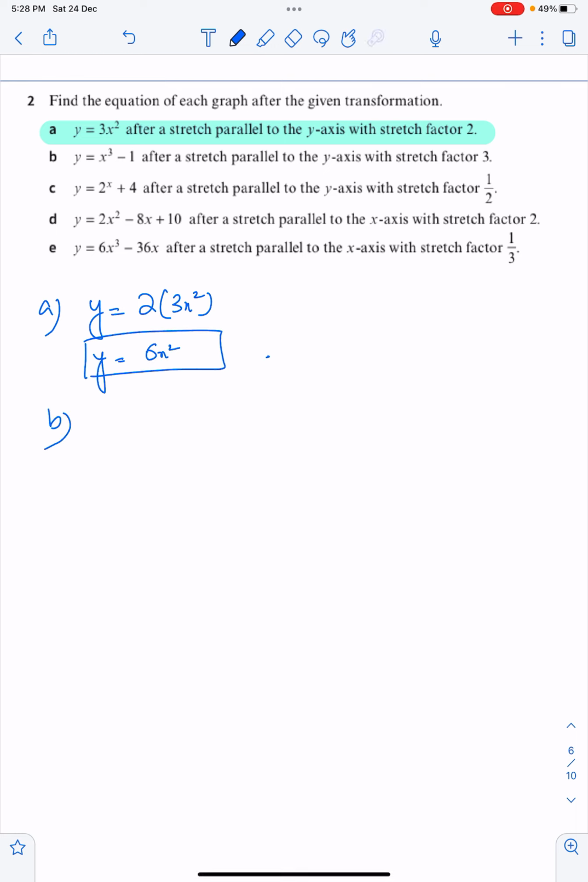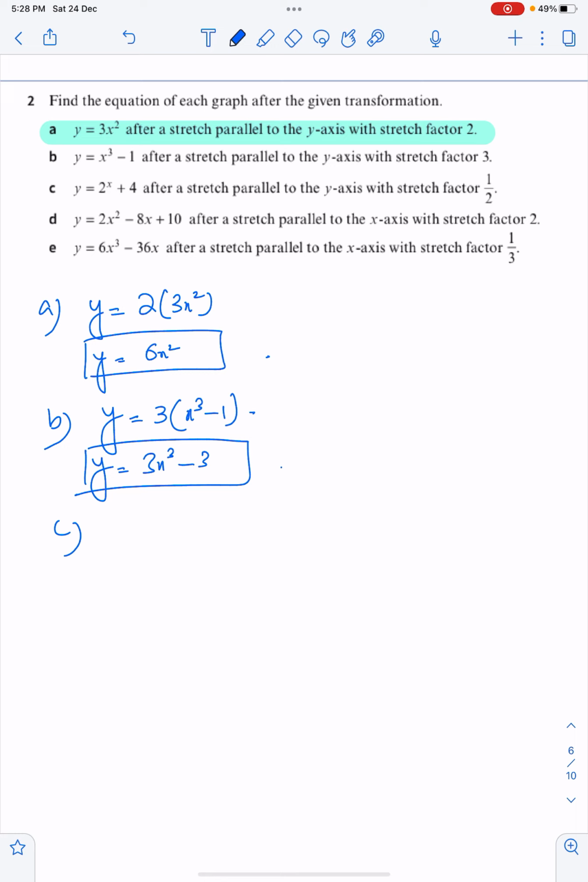The B part, it says y equals x cube minus 1 after a stretch parallel to the y-axis with stretch factor 3. Parallel to the y-axis meaning the vertical stretch, and stretch factor is 3. Simply you have to multiply the equation by 3. So, the answer is going to be 3x cube minus 3.